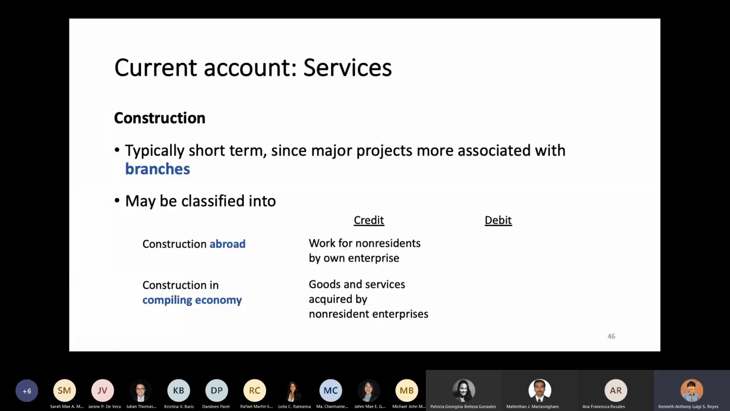Here are some examples for what the credit and debit entries are going to be. Construction abroad will be work for non-residents by us, the Philippine construction company, while the debit would be goods and services acquired abroad. And then the flip side for the construction in the compiling economy.